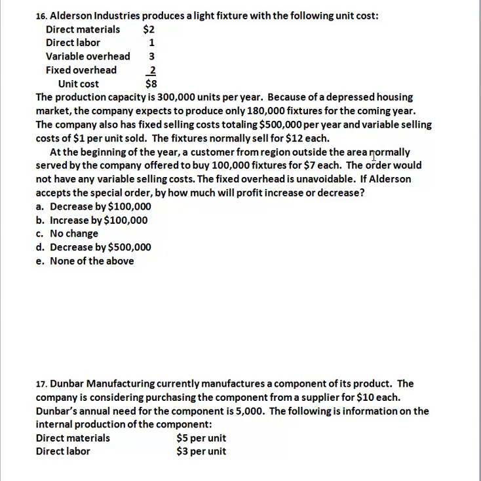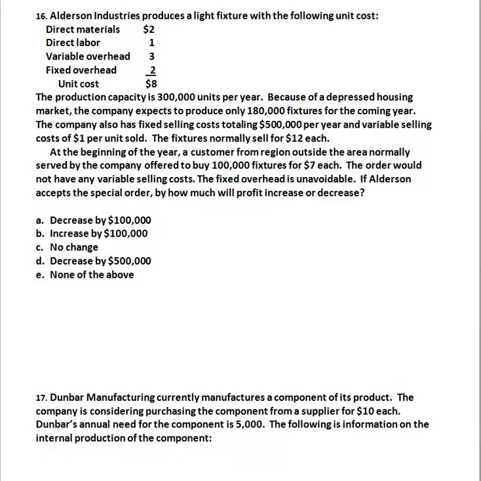However, a customer from outside the region wants to buy 100,000 fixtures from us, which is great because we have excess capacity. They want to pay $7 a piece. The order would not have any variable selling costs. Okay, so this $1 of selling cost, we're not going to incur that if we take the special order. The fixed overhead is unavoidable, meaning it's not going to change whether we accept or reject the special order. It doesn't matter. If we accept, how much will profit increase or decrease?